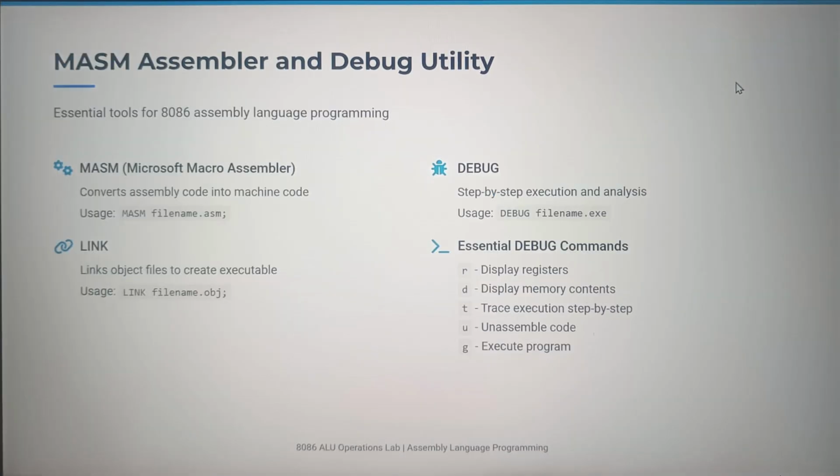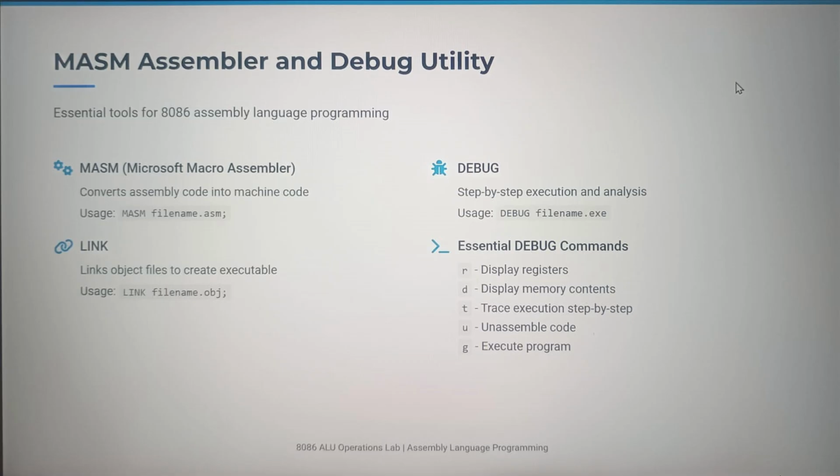MASM, we already know, converts our assembly code into machine code. We use MASM followed by the file name .asm. ASM is the extension for MASM. Then we have the linker, which links object files. We do this by typing link followed by the file name .obj. OBJ is the object file extension.